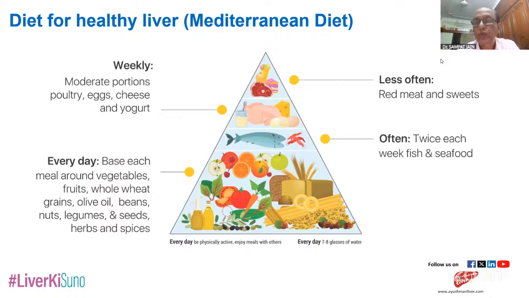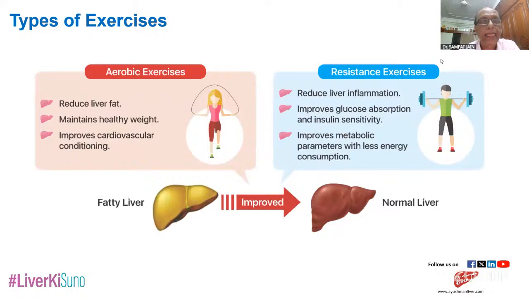Often, that is twice each week, you can use fish and seafood. Weekly, a moderate portion of eggs, cheese, and yogurt, and less often red meat and sweets. We always tell our patients to avoid red meat and sweets as much as possible.